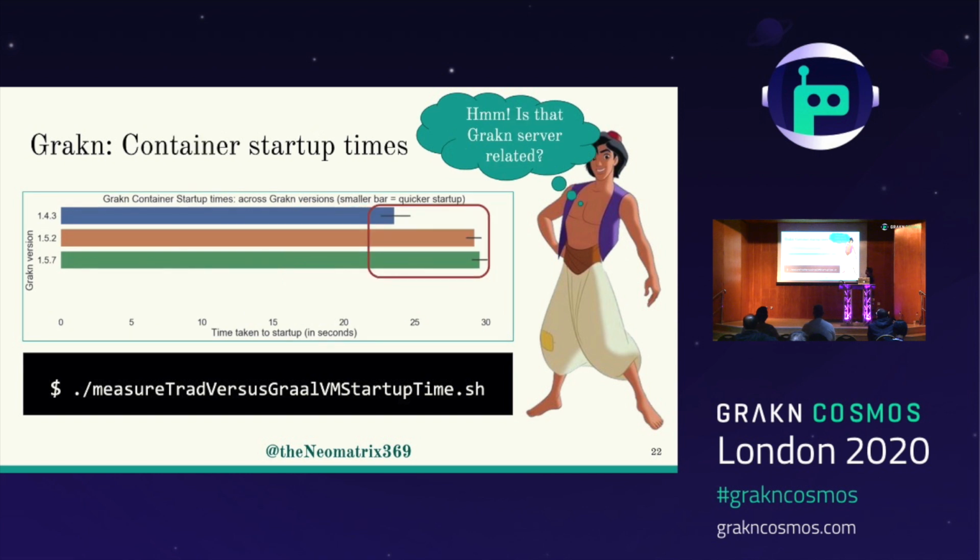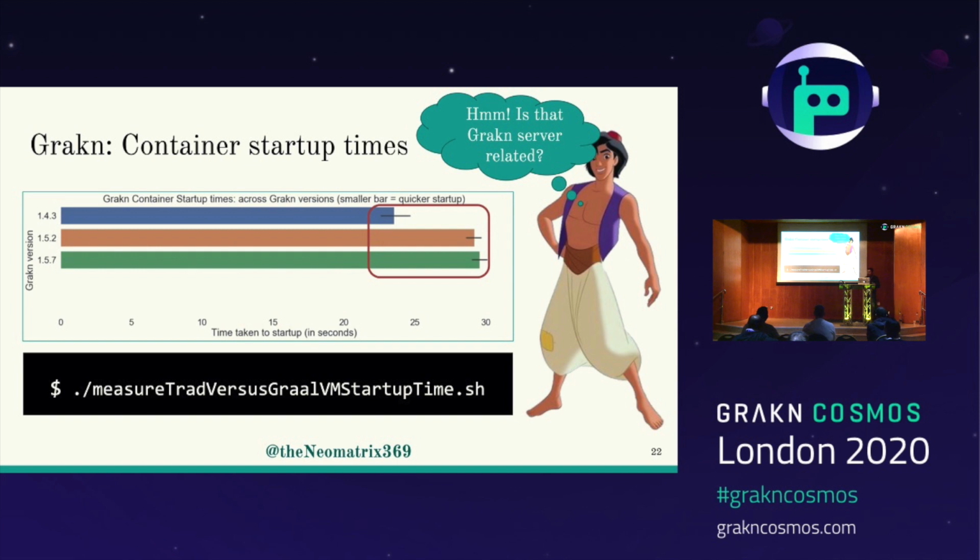But then I also started measuring, if you put it in a Docker container and you run it, now it's actually getting a bit worse from 1.4.3 to 1.5.7. So I think that wasn't very good. So I shared this information in a constructive way, and my intent was to help improve.